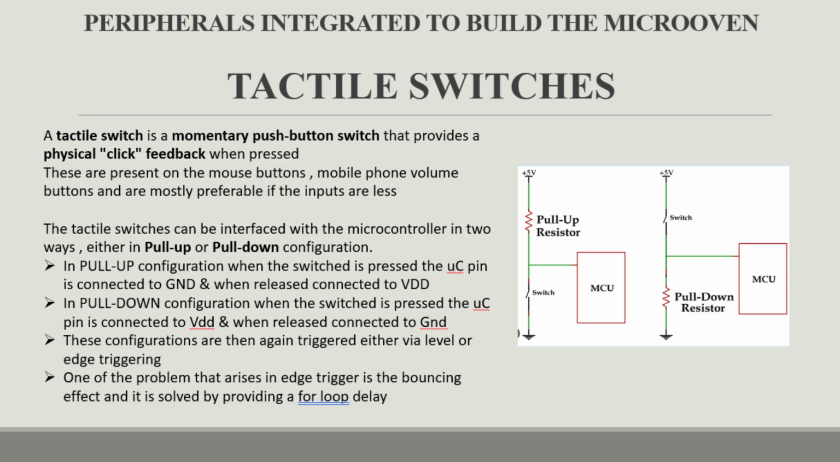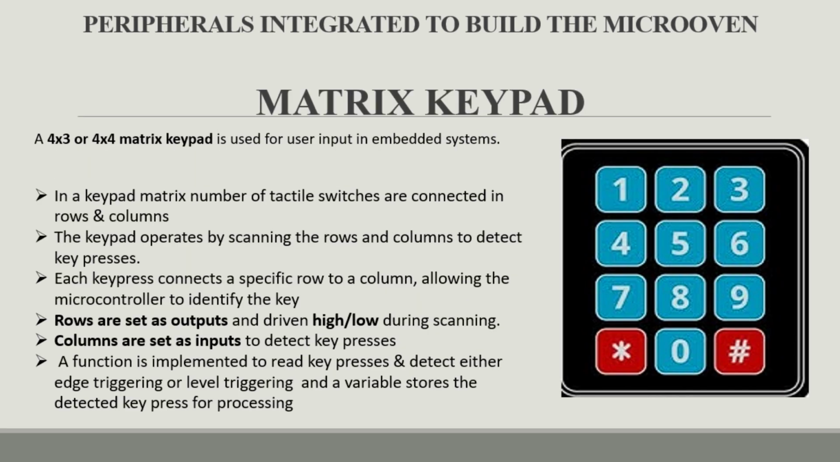This was all about the overview of the tactile switches, and now we'll see how these tactile switches together form a matrix keypad. Now taking a look at the next peripheral, that is the matrix keypad. A matrix keypad is commonly available in 4x3 or 4x4 configuration and is widely used as an input device in embedded systems. The one which we are using for the microwave oven project is a 4x3 configuration matrix keypad, and it consists of tactile switches arranged in a row column matrix, making it efficient for detecting multiple key presses with fewer microcontroller pins.